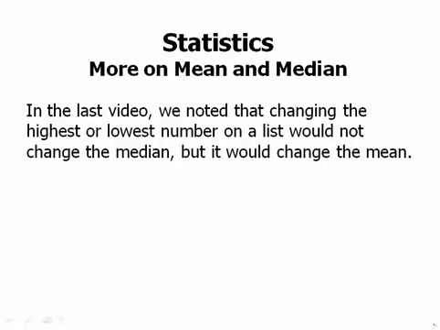In the last video, we noted that changing the highest or lowest number on a list would not change the median at all, but it would change the mean, because of course the mean, you add up every number. And so if you change any one of the numbers, then the sum of all the numbers will change and the mean will change.